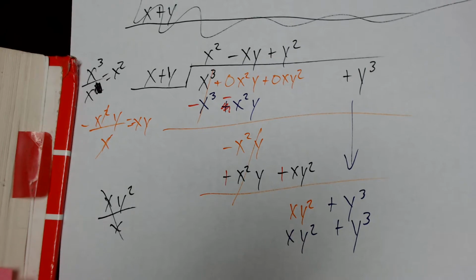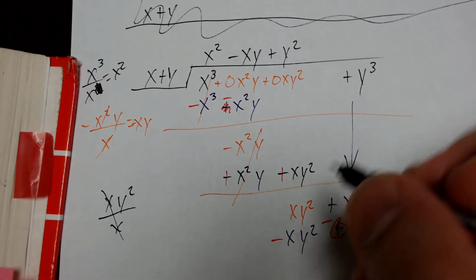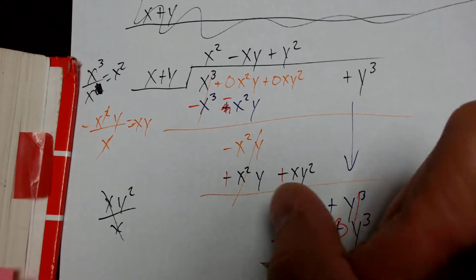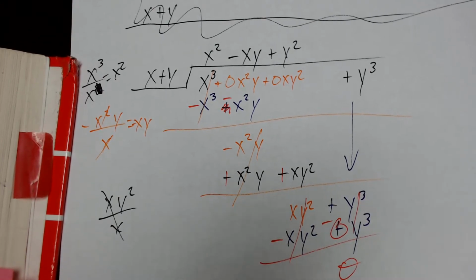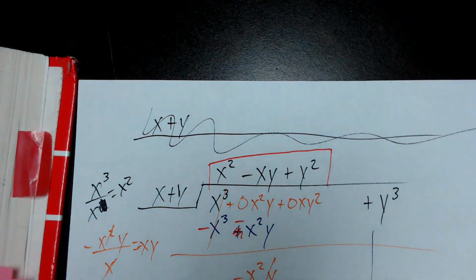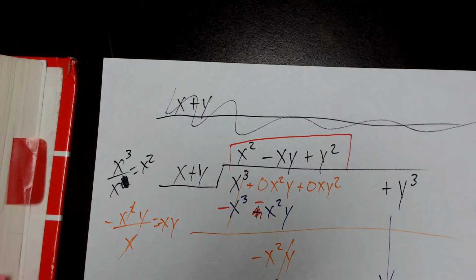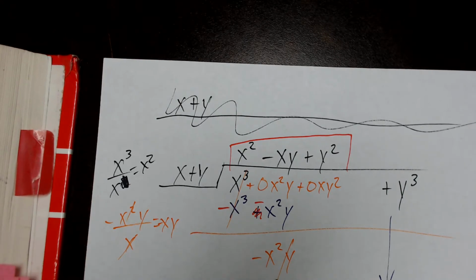And then I go to the subtraction step where I change both signs. That becomes minus. That becomes minus. This cancels, and this one cancels. I'm left with 0. That was a perfect division. So my answer is x squared minus xy plus y squared. Whew. Okay. That's it for advanced polynomial division.